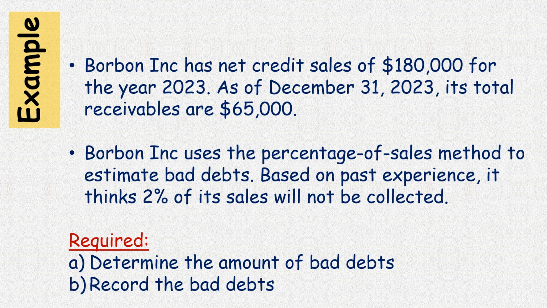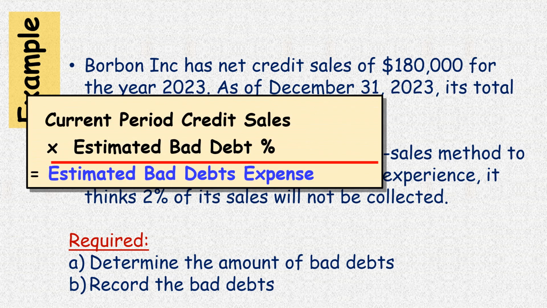So we know from the question that the company uses the percentage of sales method, in which we do what? We take the current period credit sales, which is 180,000 given to us in the question, and multiply that by the expected bad debt percentage. Bourbon thinks that 2% of its sales will not be recovered. So 2% of $180,000 will give us an expected amount of bad debt of $3,600. So we know the amount now.